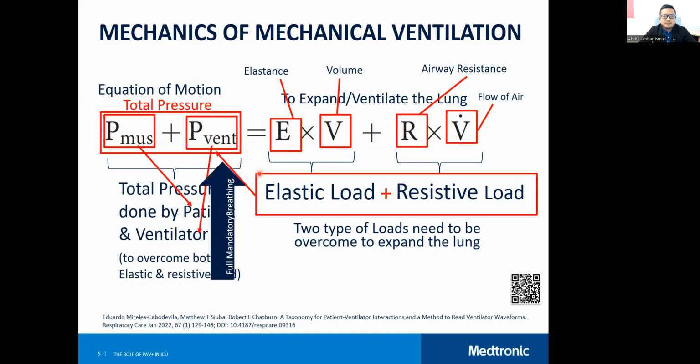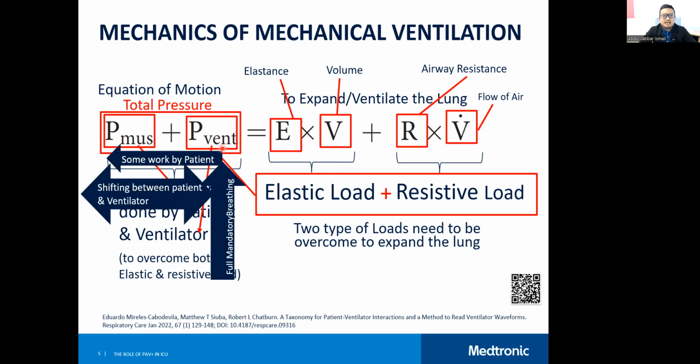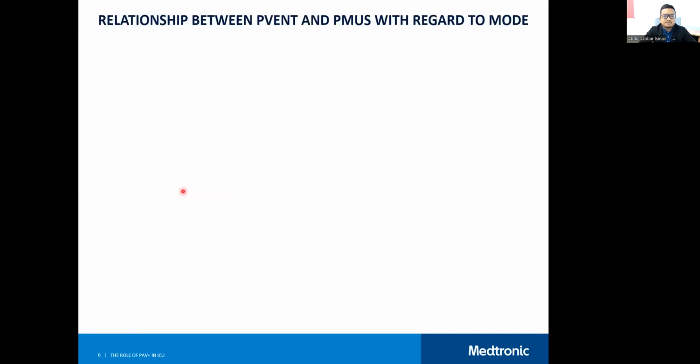When a patient is just intubated, they will have fully mandatory breathing, in which 100% of the pressure comes from Pvent. When the patient is awakened, we lighten the sedation and the patient starts to breathe more, some of the work will be transferred to the patient, and the patient will exert some Pmus. During the course of ventilation, until the patient is extubated, there will be a shifting of the work of pressure exerted between the patient and the ventilator. So what is the relationship between Pvent and Pmus with regard to mode?